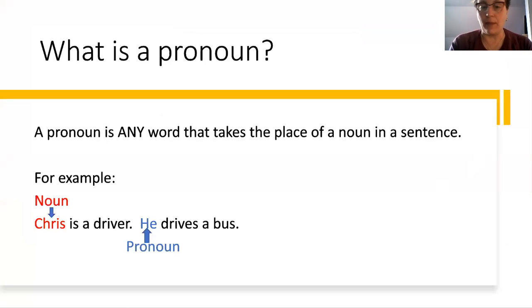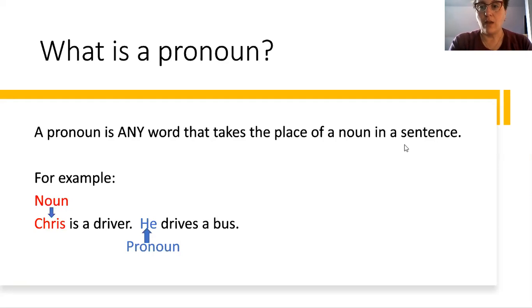So let's look over my example. The first sentence is, Chris is a driver. As we know, Chris is a noun. Therefore, Chris is the subject, the one doing the action in the sentence. So Chris is a driver. Now that we know about Chris, we don't have to keep saying his name over and over again. We can use something called the pronoun to now refer to Chris. So instead of saying Chris drives a bus, we can say he drives a bus. We know that he is referring to Chris, so he is the pronoun.